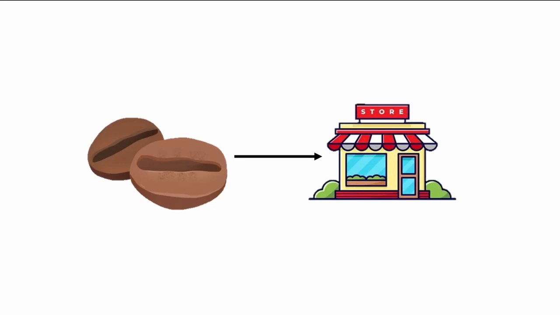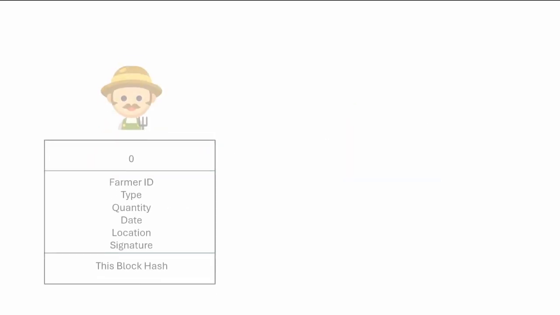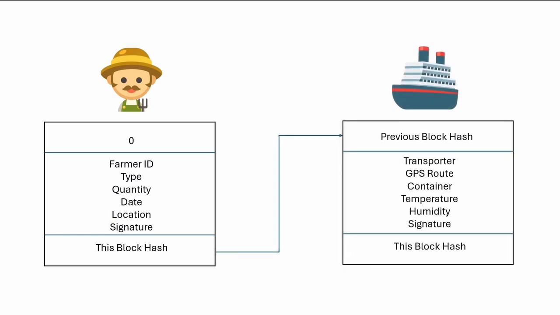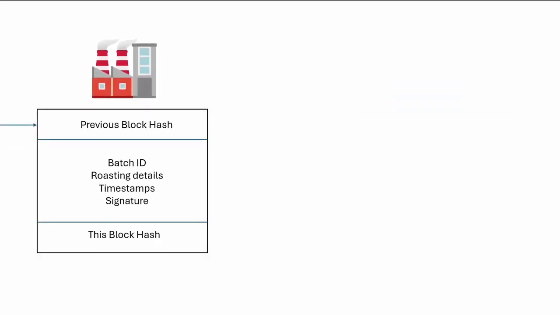For this, we should split information into blocks. The first block, also called the Genesis block, would have a value of 0 and the transaction data would consist of farmer ID, type of coffee beans, quantity, date, and so on. The next block would be the transportation block, which would contain the transportation type, GPS route taken, container, and the temperature. The next block would be the manufacturer info block, which would store more important details about the batch itself.